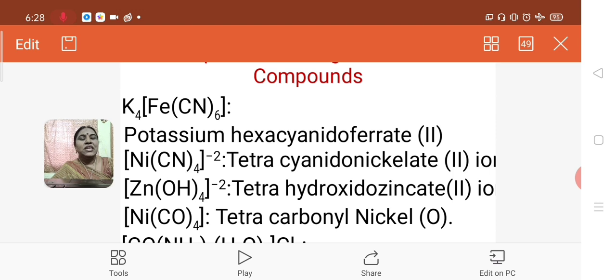And because it is an anionic complex, the name of the central metal ion has to end with ate. So tetracyanidonickelate, then indicate the oxidation state of nickel. You calculate and see what is the oxidation state of nickel, and it is equal to 2. So indicate it in Roman numerals. Remember, the oxidation state of the central metal ion has to be indicated in Roman numerals in parenthesis.